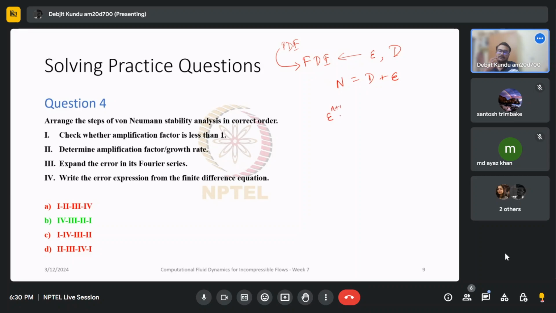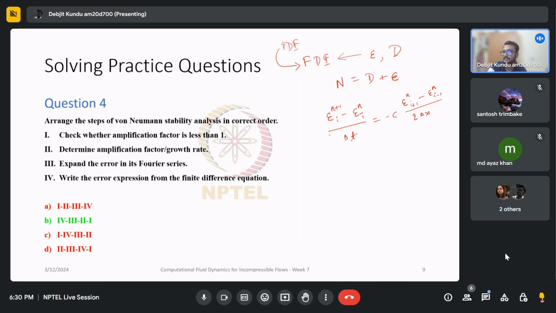Let's say we're using the FTCS scheme for a hyperbolic equation. In that case, it will be something like this: epsilon i n plus 1 minus epsilon i n, divided by delta t, should be equal to minus c into, divided by 2 delta x, because let's say we are using a central difference, epsilon i plus 1 minus epsilon i minus 1 at n. So this is the first step. We write down the error expression.